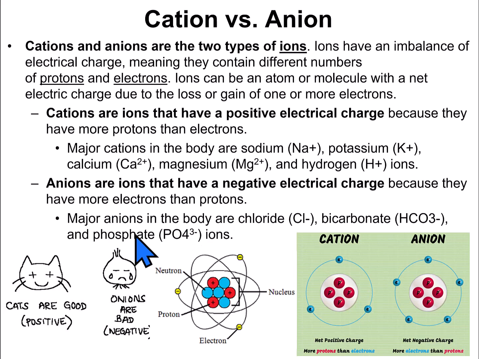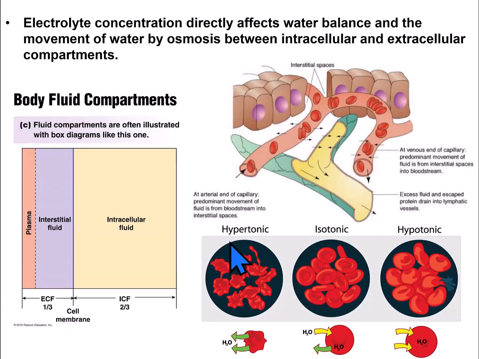Major anions in the body: chloride, bicarbonate, phosphate. See the negative charge after these ions? Electrolyte concentration directly affects water balance and the movement of water by osmosis between intracellular and extracellular compartments. Intracellular is what's inside the cell, extracellular is outside the cell. And these electrolytes are going to determine this movement of water in and out of the cell by a process called osmosis. We'll be going over the details of osmosis soon.